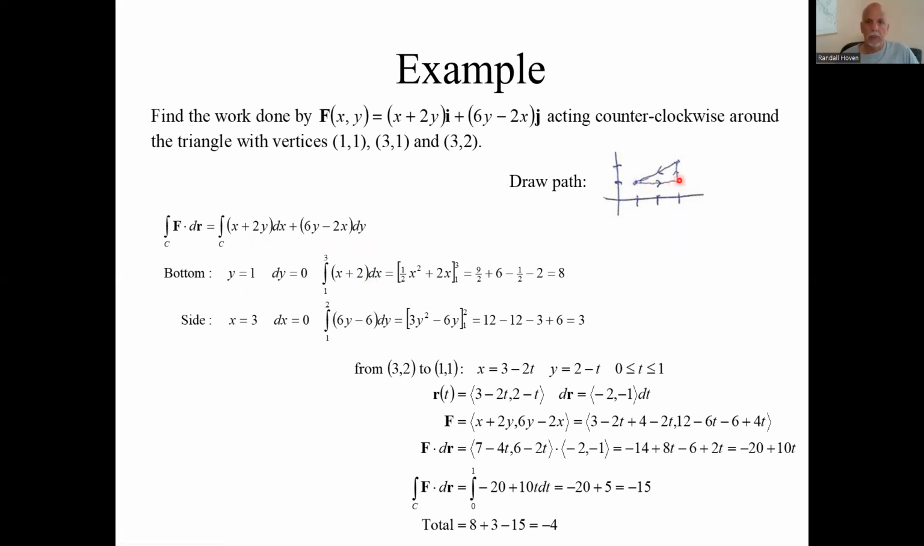On this leg, this part goes to 0. Dx is 0, and x is just 3, so that'll be a 6. 6y minus 6, and y goes from 1 to 2. Now here we've got to come up with a line again. It's going to go from the point 3, 2 to 1, 1. You have to do those differences, but here's the way to parameterize it.